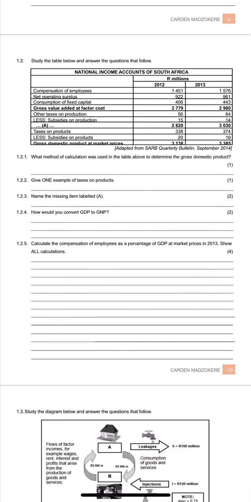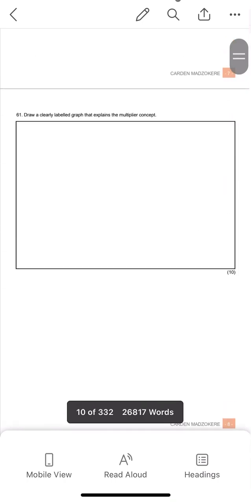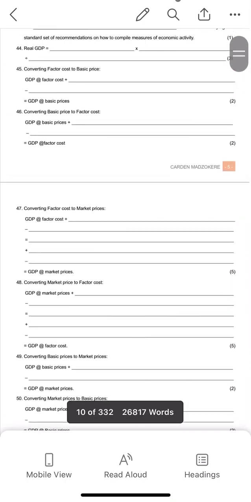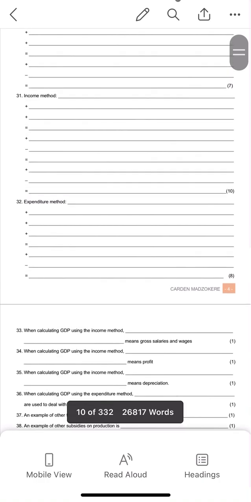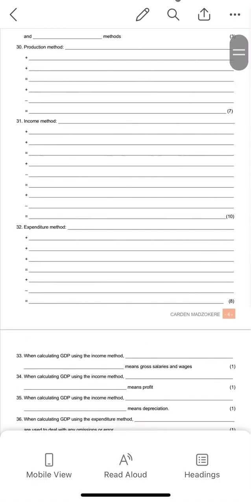Now, before we got here, I was showing you the methods of calculating GDP. The importance of you knowing this, let me go back. For instance, questions 30, 31, and 32. If you can complete these three, it means you know that for the production method, primary plus secondary plus tertiary equals GDP at basic prices plus taxes on products minus subsidies on products equals GDP at market prices.